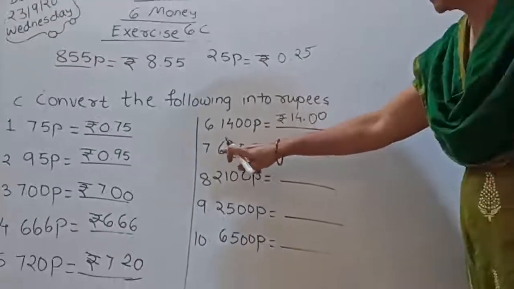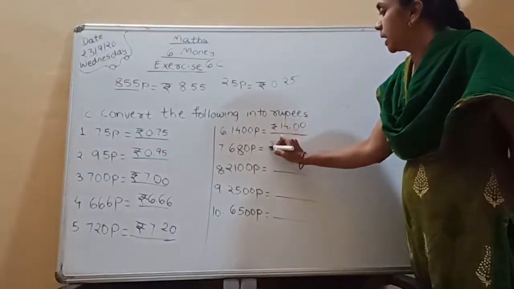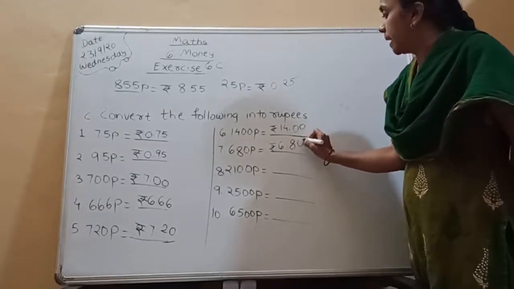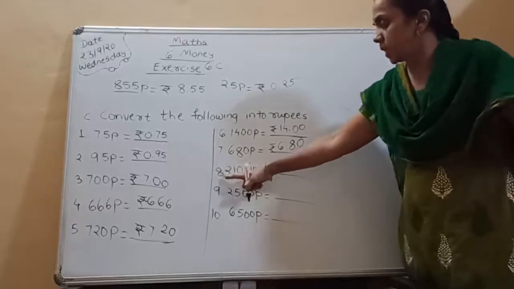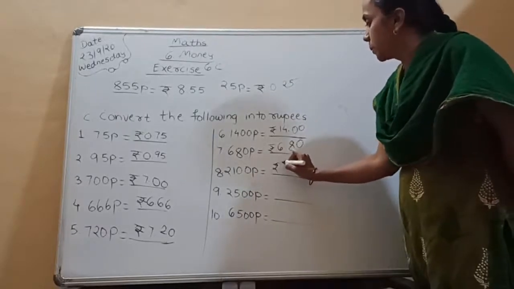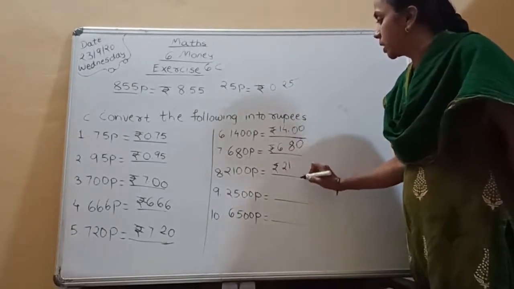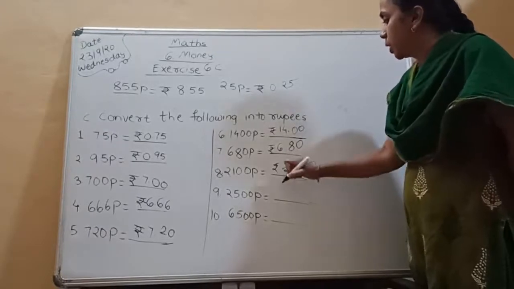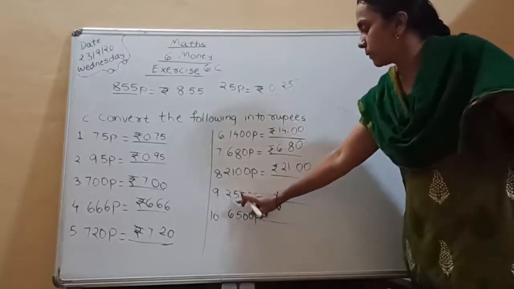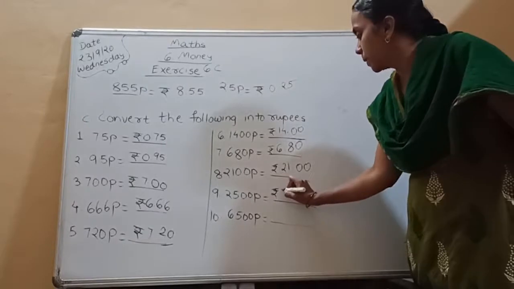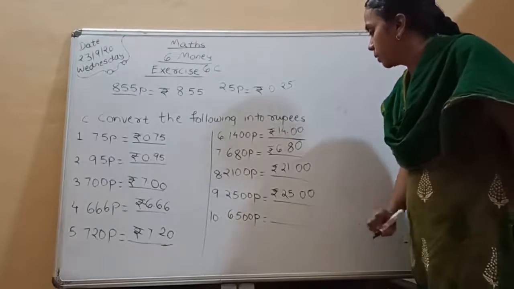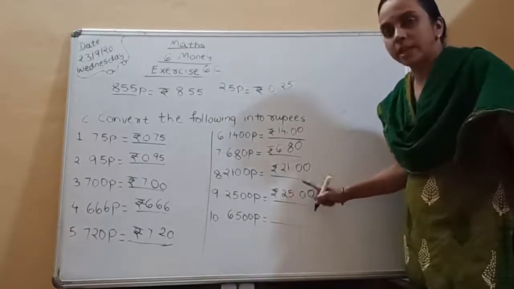Okay. Then see seventh example. 680 paise. So 680 paise, then you write down here 0. Then write down 6. Then give a dot. Then write down 80. Okay, then see 8th example, 2100 paise. So you write down rupees 21, then give dot, then write down 00, rupees 21. Then 9th example, 2500 paise. Then write down rupees, then write down 25, then give one dot, then write down 00. So answer is rupees 25.